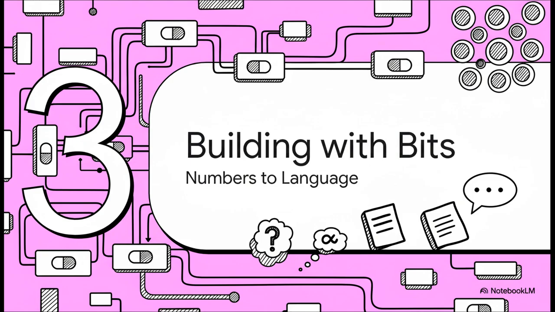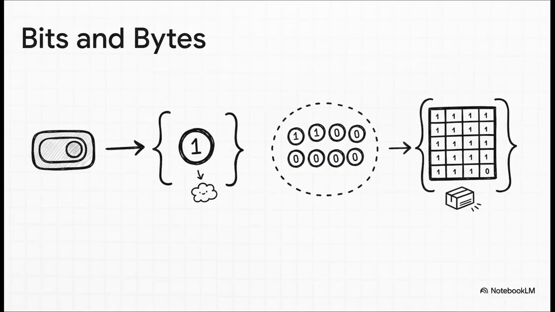That's a huge leap. But how do we organize all this to represent something more complex, like language? This is where we get two of the most famous words in all of computing. Each one of those individual switches, each 1 or 0, is called a bit.